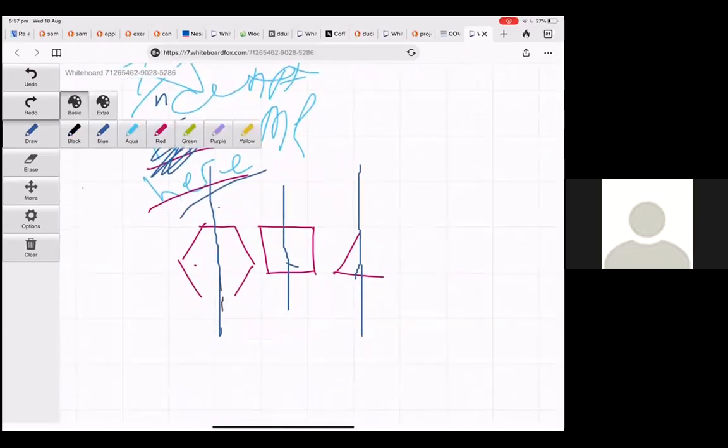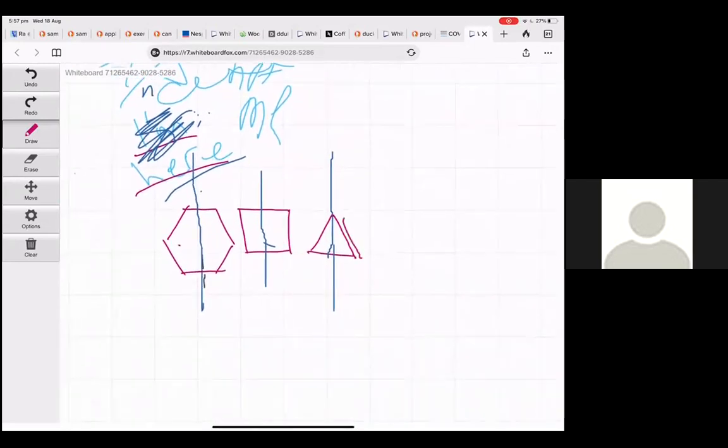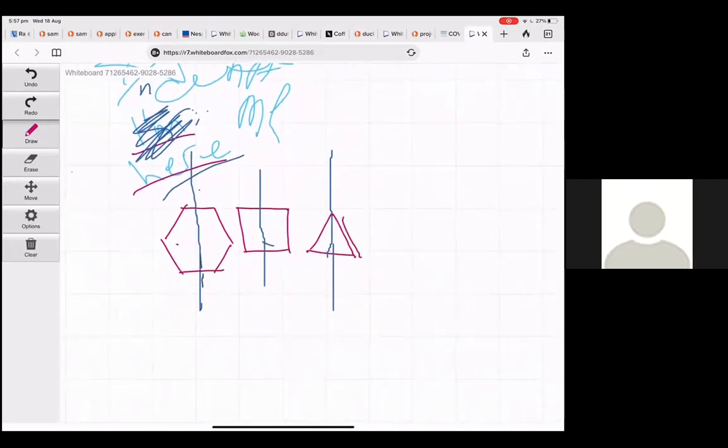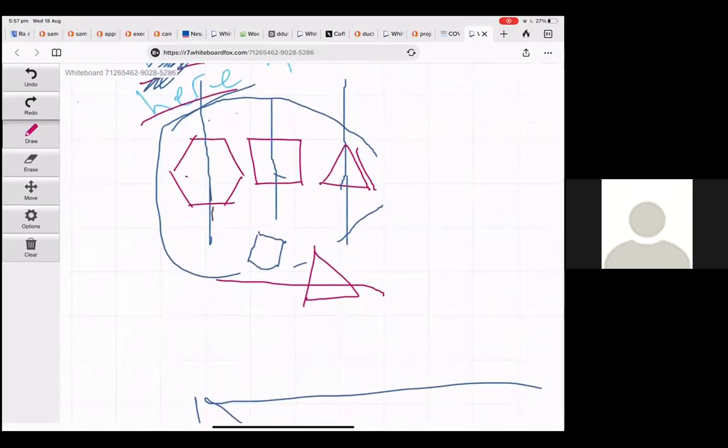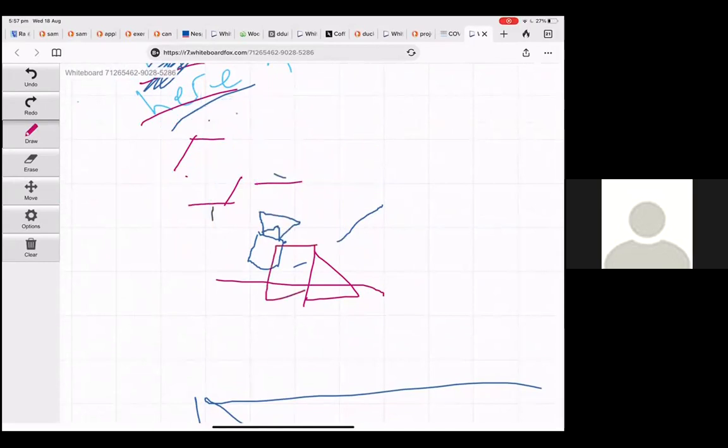Okay, so these are some good lines of symmetry. Now that our building blocks have lines of symmetry, how can we put them together to still have a line of symmetry? How can I glue them together to still make lines of symmetry?